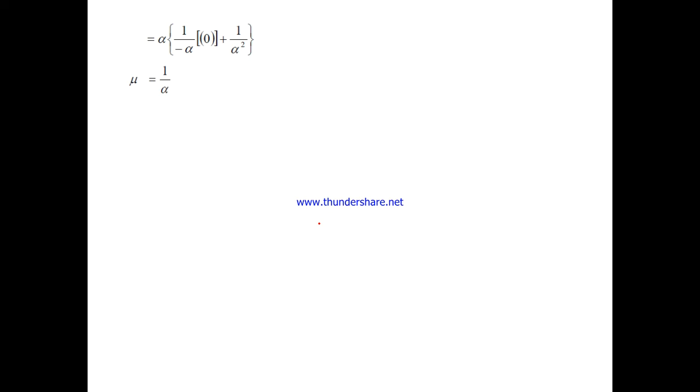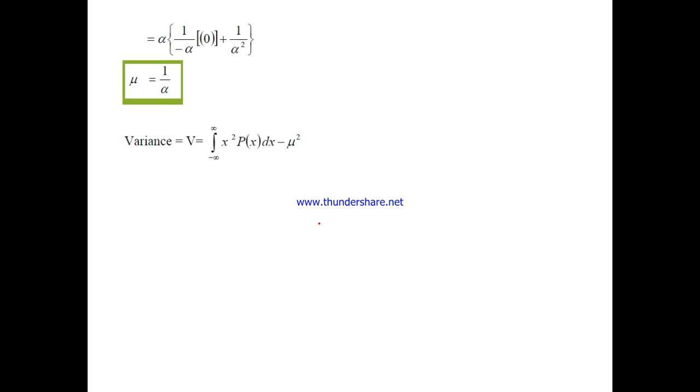1 by alpha square into alpha, which gets cancelled. And finally, our mean is equal to 1 divided by alpha. Moving on to the next, variance, which is defined as the integral of x square into p of x into dx between the limits minus infinity to plus infinity, minus mean square. If you know the definition of this, the next steps we do would be the same as what we had done for mean.